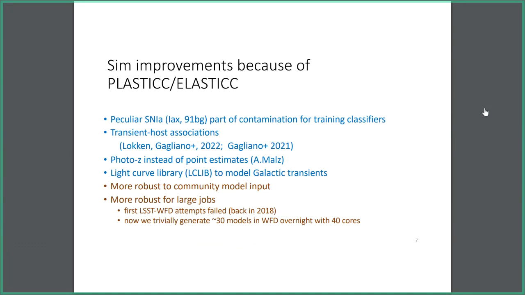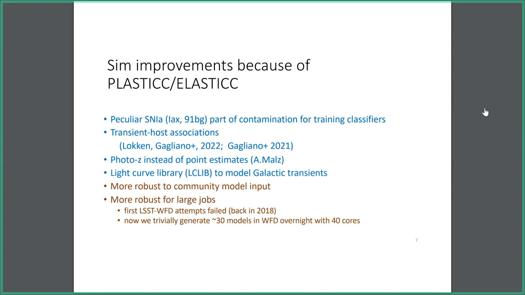Let's see. There we go. It's worth pointing out some simulation improvements because of PLAsTiCC and ELAsTiCC, and I was anticipating improvements, which is why I got involved. Even though PLAsTiCC and ELAsTiCC are not cosmology analyses, I thought there was a lot of synergistic overlap where everyone would benefit. So, for example, peculiar SN Ia are now a standard part of our contamination that we use for training classifiers and using for BEAMS. So it's actually part of our SN Ia analysis now.